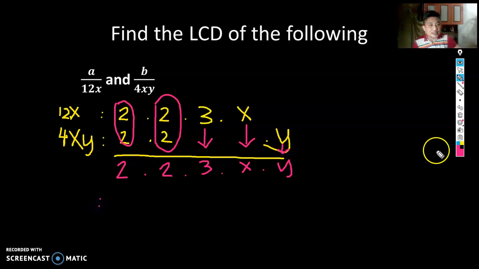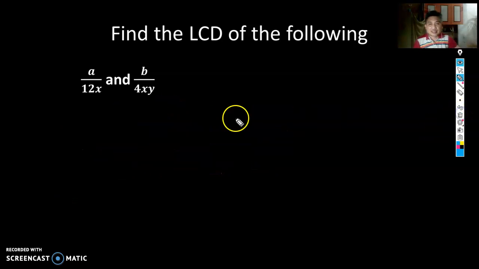Okay. Then, simplify natin. So, the LCD is 2 times 2 is 4 times 3 is 12 times x is 12x times y is 12xy. So this is the LCD for this one. Okay, next. How about number 2?